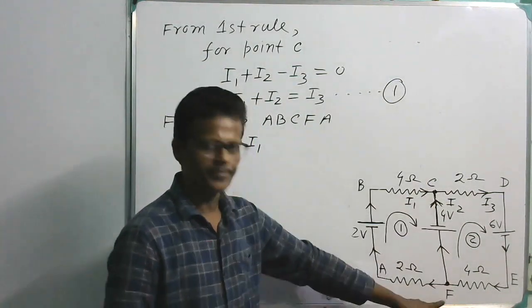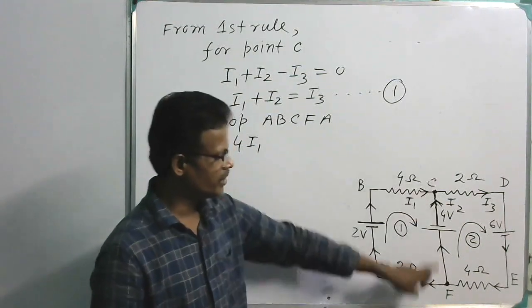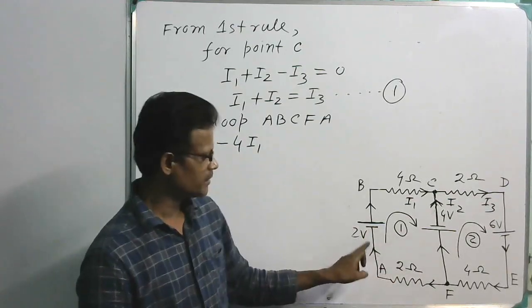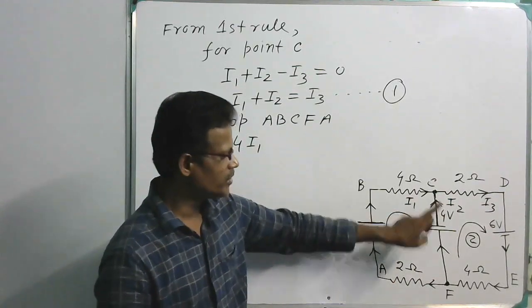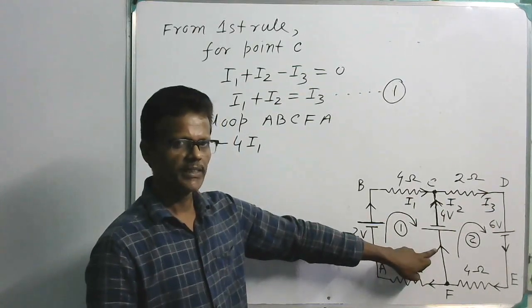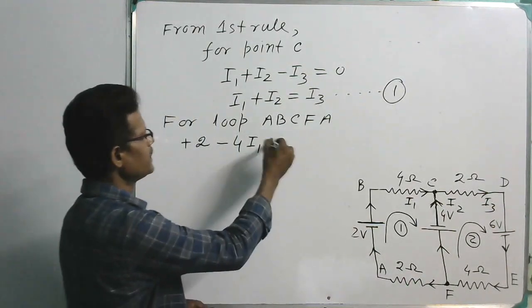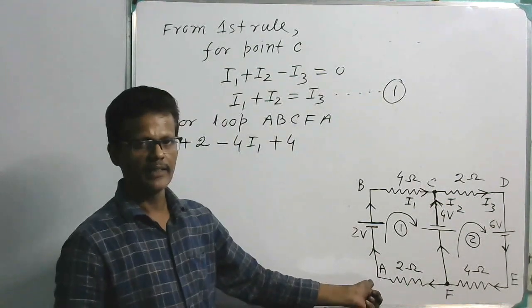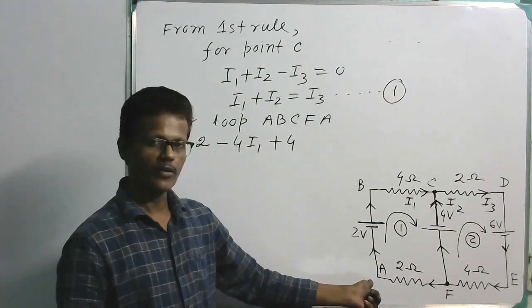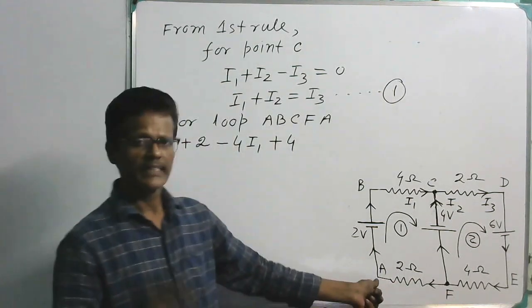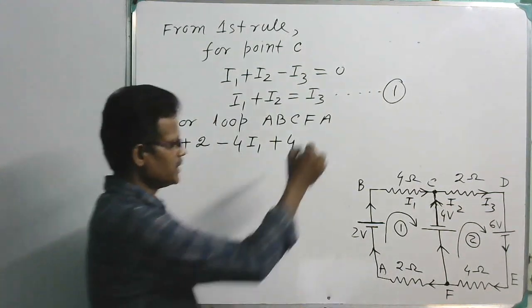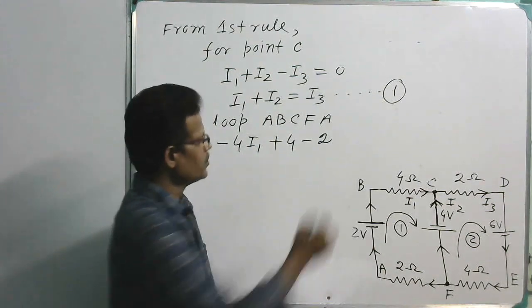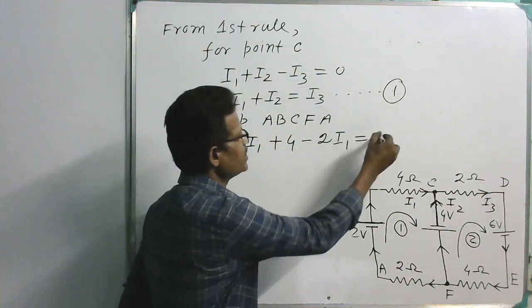Now in case of CF, when you proceed from C to F, it is lower to higher potential movement, so it will be +4. Now F to A. We have to complete the closed path, F to A, again in the direction of current. So this is -2I1, equal to 0.